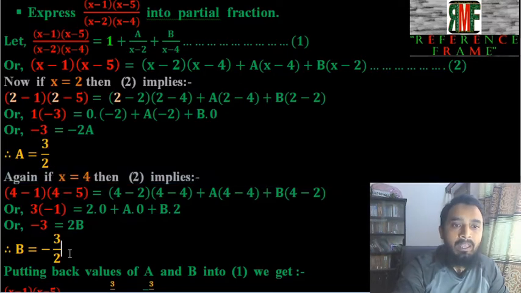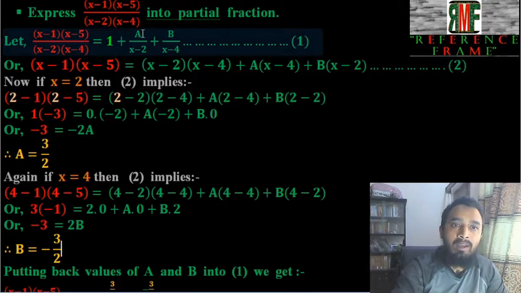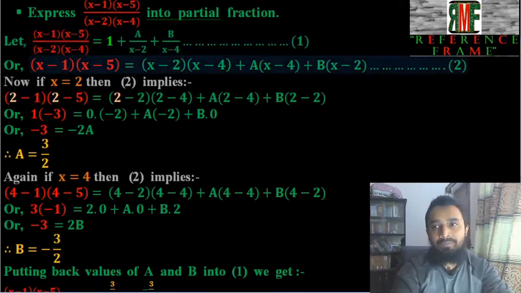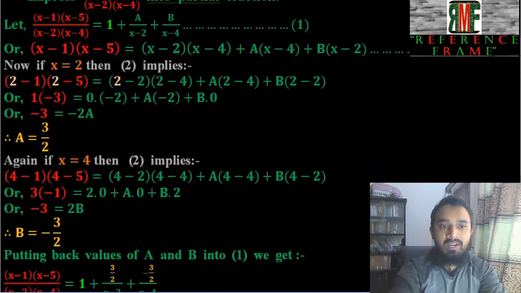minus 3/2. Now since we got the values of a and b, we just need to put them back into equation 1. So equation 1 means this one. Look here, 1 plus a, where the value of a is 3/2 and the value of b is minus 3/2. Now put them down.